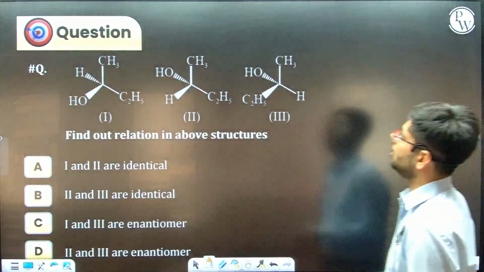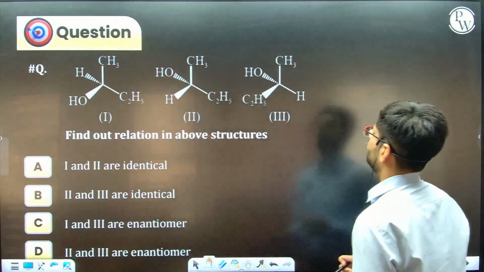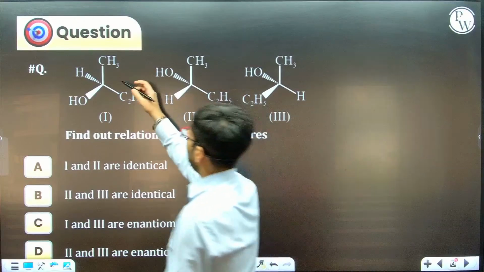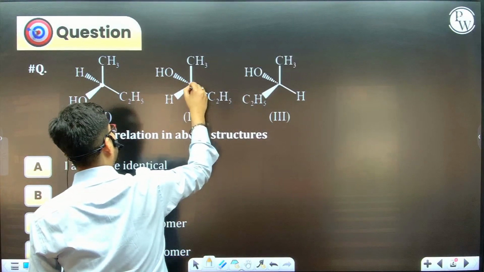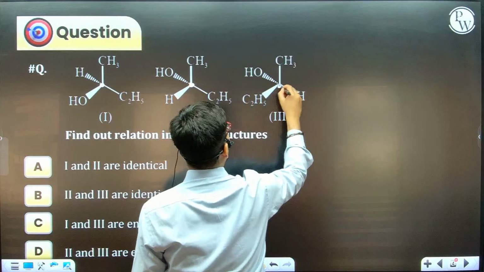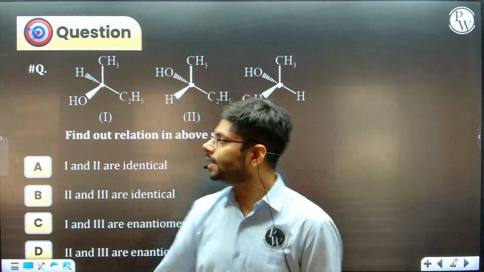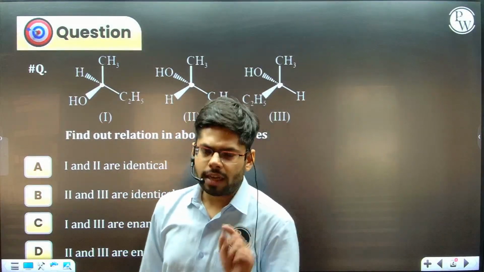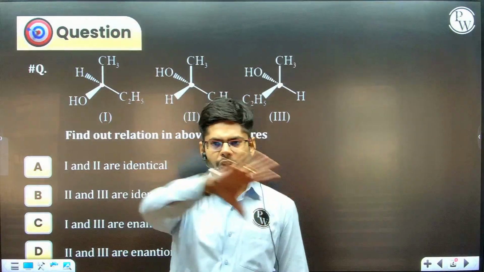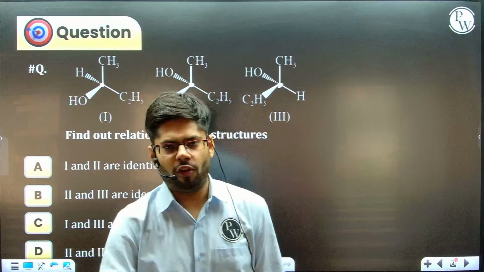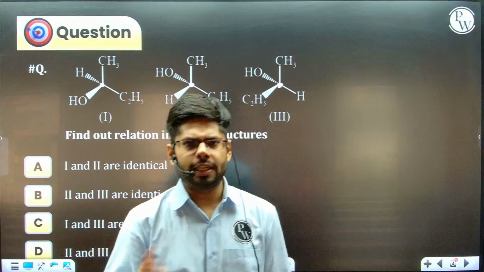Next. Find out the correct relation. Fine. Now we have only one chiral carbon in this structure. Let's go back to the basic rules. If there is a chiral carbon in front of us, and if we see that there are 4 groups attached to it, obviously there are 4 groups attached to a chiral carbon, and all 4 groups are different. That is why we are calling that carbon a chiral carbon.